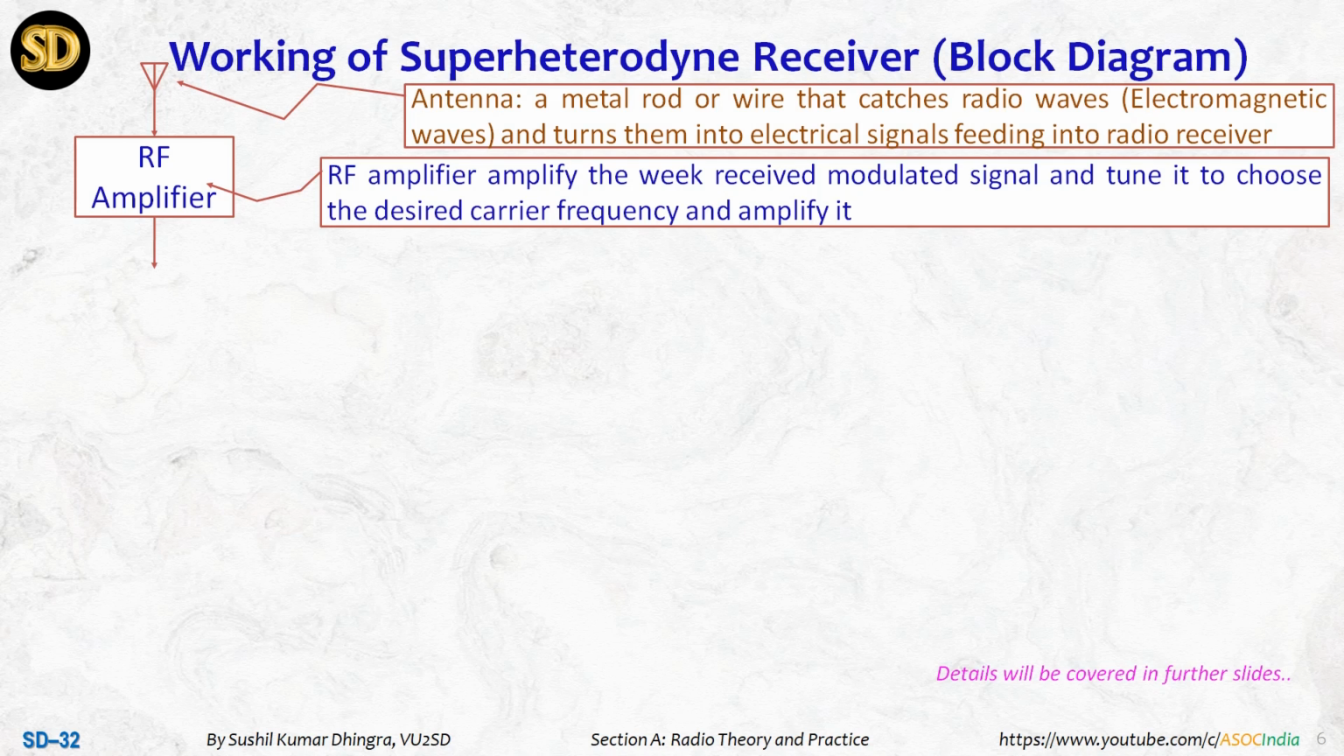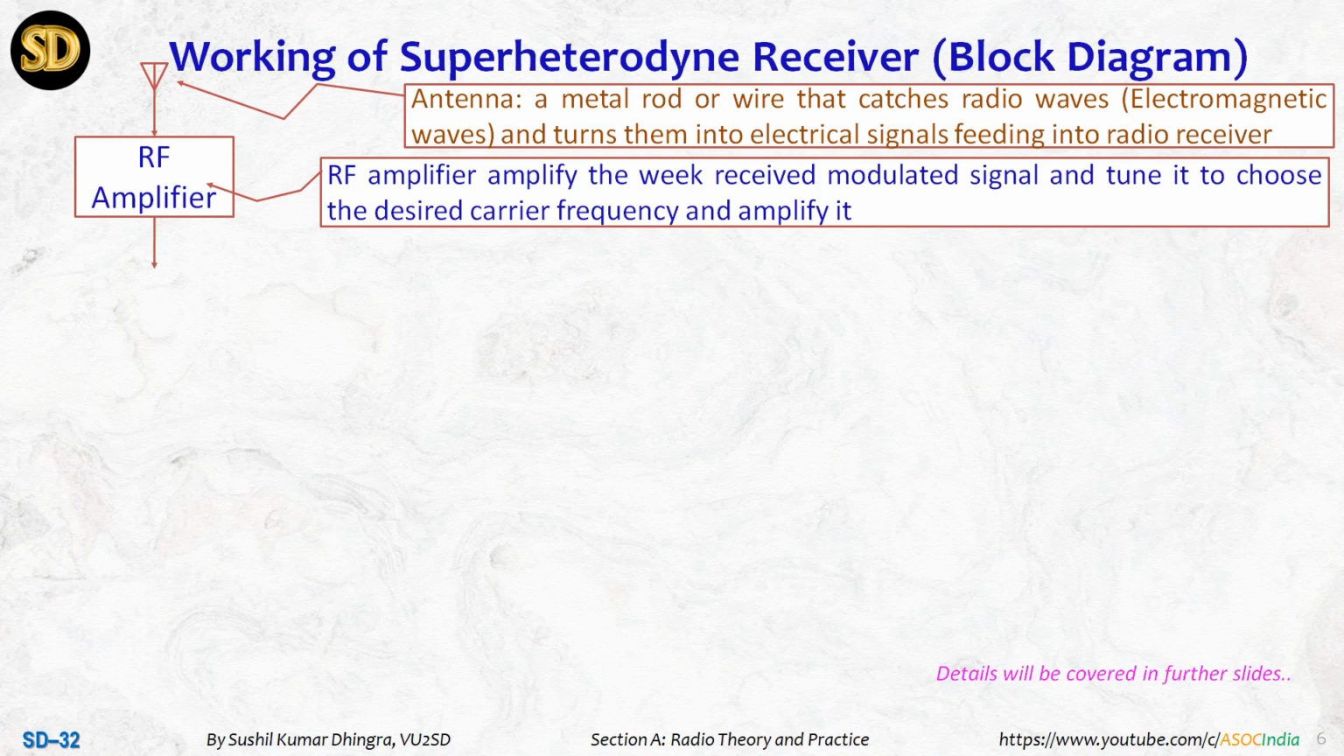As the name says, this RF amplifier stage amplifies the weak received modulated signal from the antenna. This is one thing it is doing. Second, there is an inbuilt tuning section, tuning the desired channel and rejecting the undesired or unwanted channels. So two things are there: one, amplification, and second, tuning the desired channel.